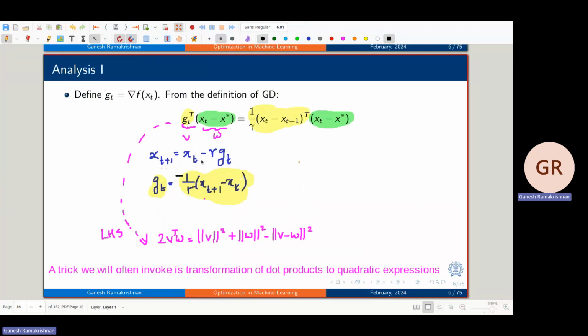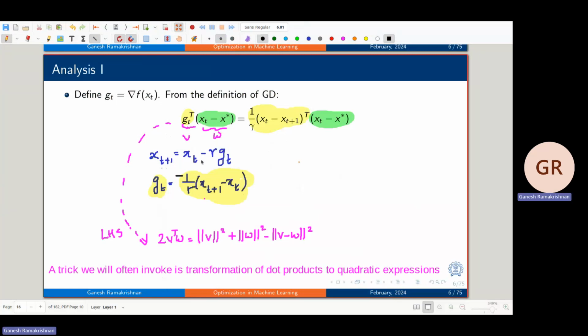Now some algebra. Analysis insight, step number one was this, expanding. Step number two is just algebra. And what is the algebra? This expression looks like a dot product and can be written in terms of a sum and difference of squares. In fact, that's the case. So 2 V transpose W is norm V square plus norm W square minus norm of V minus W square. What have I done here?